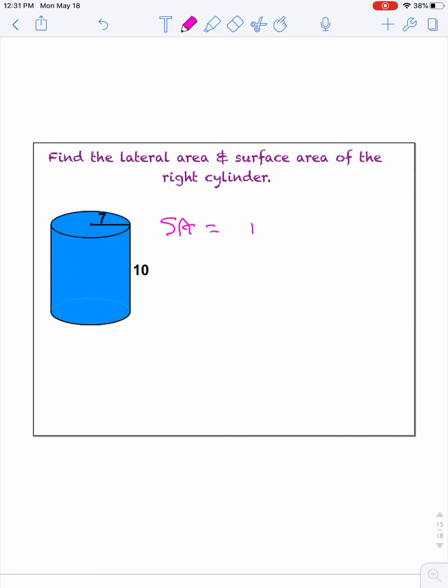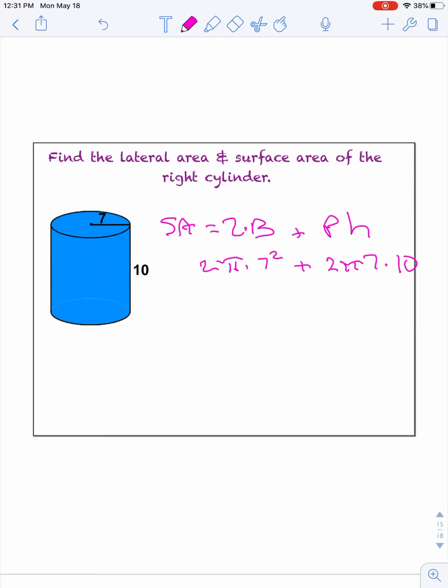So your surface area is the area of the base times 2, because you have 2 of them, plus the perimeter of the base times the height. My base is a circle, so it's going to be pi times my radius squared. My radius is 7. Then I have the perimeter of my base, which is my circumference, so 2 pi times 7 times the height, which is 10. And that's it. Like I said, these are actually usually easier and faster to calculate.